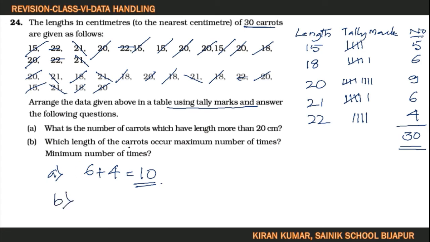Next, which length of the carrot occurs the maximum number of times and the minimum number of times? Here the maximum number of times is in the case of 20 centimeters. So the maximum is 20 centimeters and the minimum number of times is 22 centimeters. 20 centimeters is 9 in number, 22 centimeters is only 4 in number.